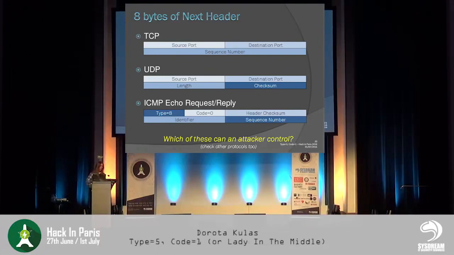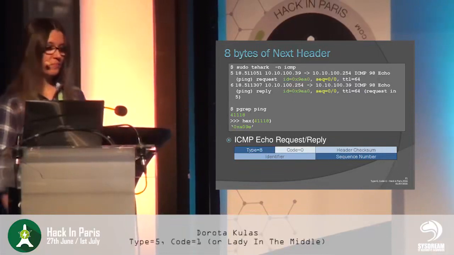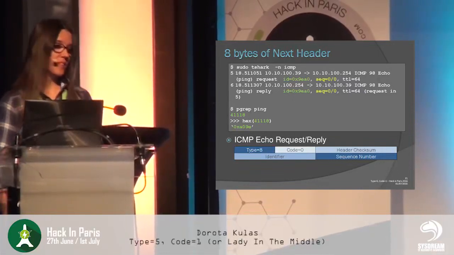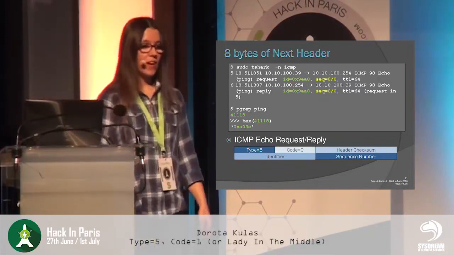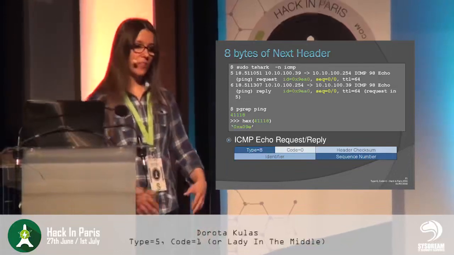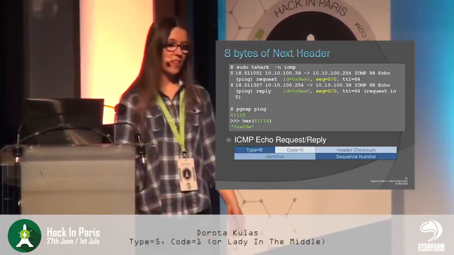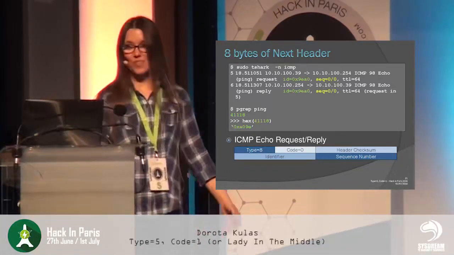So what about identifier and sequence number? This is a tshark or tcpdump capture for ICMP echo request and echo reply. So the attacker would send an echo request, and the user would respond with an echo reply. So what you can see here.